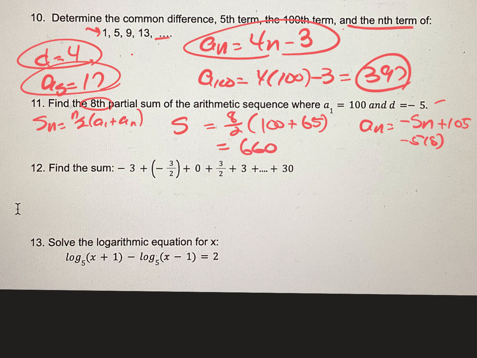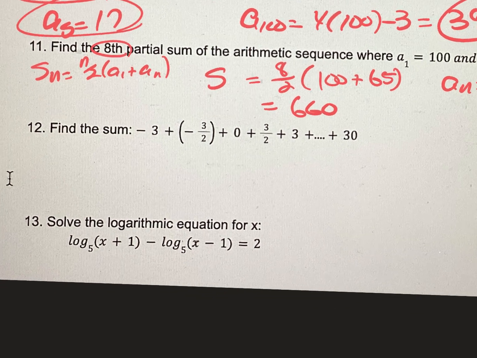Let me double check that real quick. 8 sum, 8 over 2. First term's 100. Had to find the 8th term. Looks good. Number 12, also find the sum.